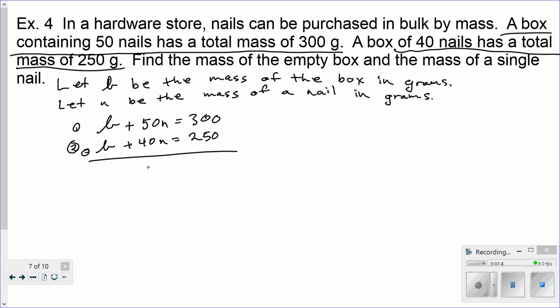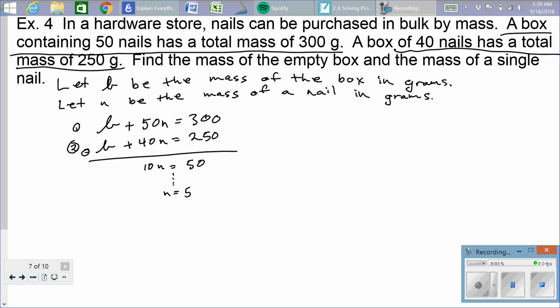So subtracting, we end up with 10N equals 50. Solving for N, we end up with N is equal to 5. So essentially we're saying that it's 5 grams for every nail.